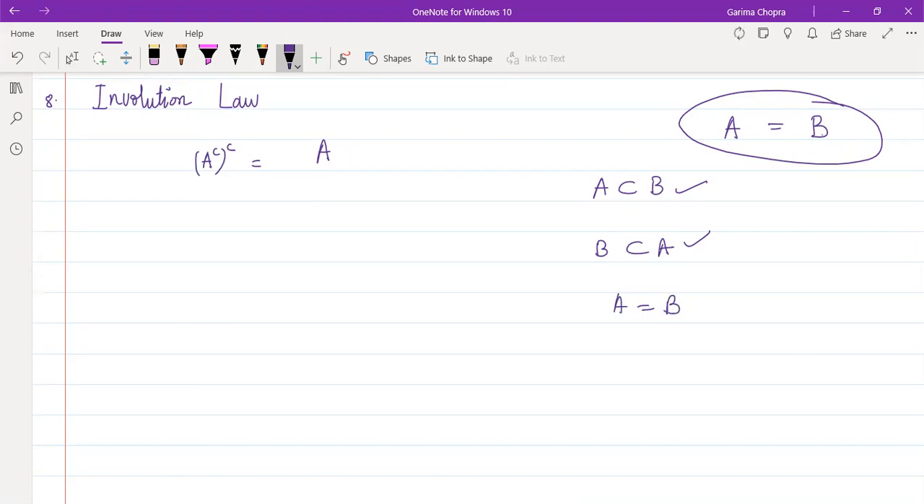So for proving these laws of algebra of sets, we need to show that the set which is present on the left hand side is a subset of the set which is present on the right hand side, and vice versa, that the set B is a subset of set A. And from these two, we can conclude that the given two sets are equal, and we will be able to prove these laws.